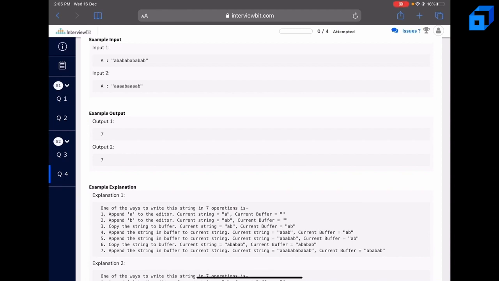Then we copy the string to the buffer, so current string is AB, AB, AB, and the current buffer is also AB, AB, AB. And we append the string in buffer to current string, so current string is 6 times AB, and the current buffer is 3 times AB.